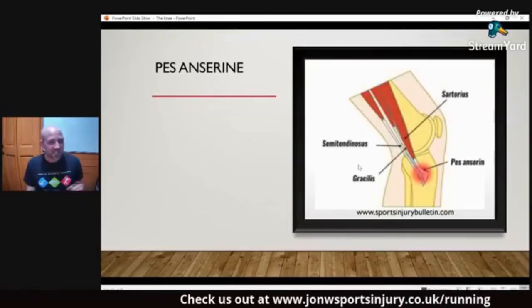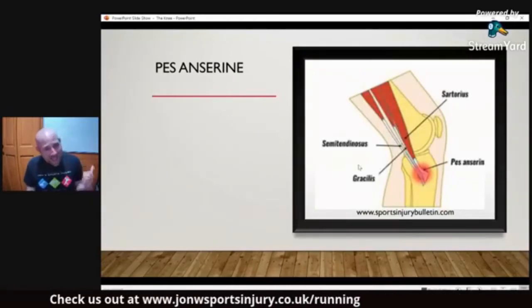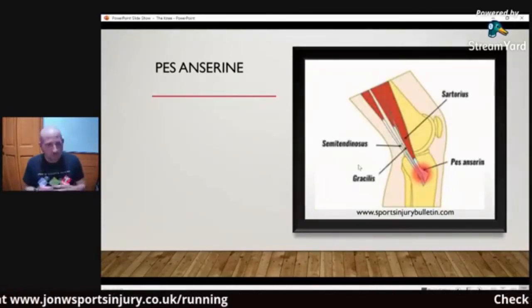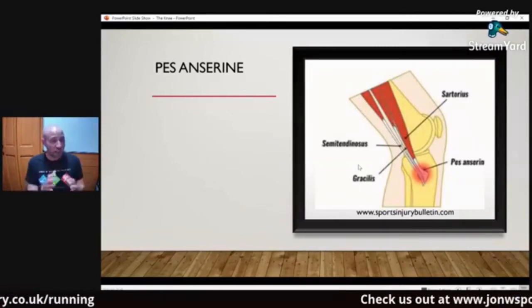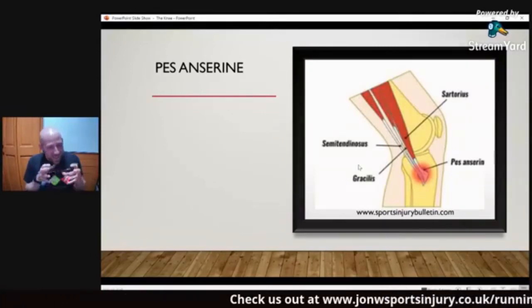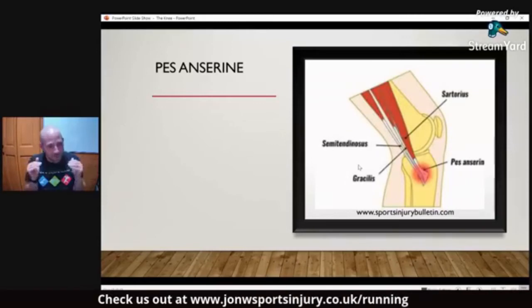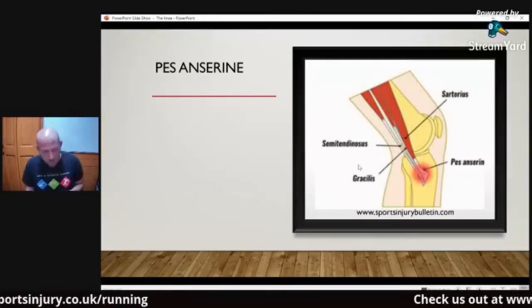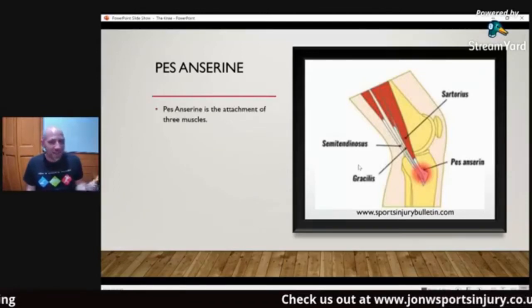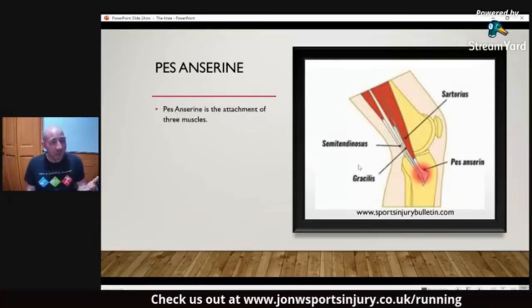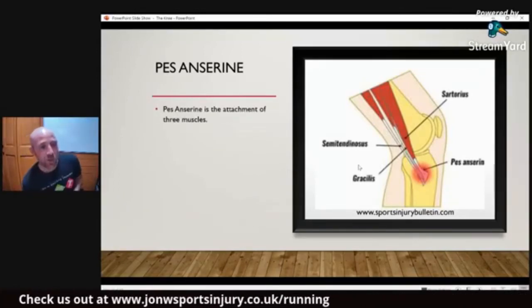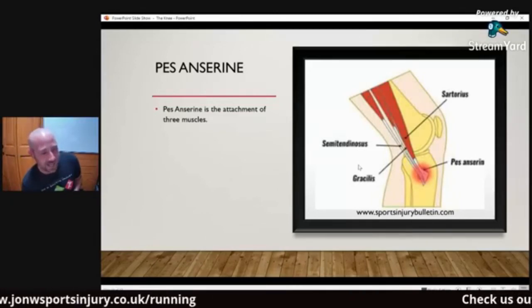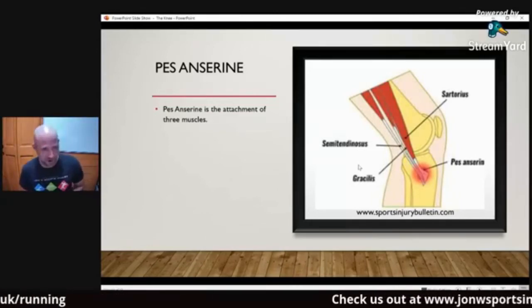Now, pes anserine, a fancy term, but what it actually means is a muscle attachment point for three muscles that share an attachment point. So as a result, because we have three muscles all coming into one area, it's very common that we can get pain here. Now, where is the pes anserine? Well, it's below the inside of the knee. So again, if you feel your kneecap and you move just off to the inside and then slightly down, that's around your pes anserine insertion.